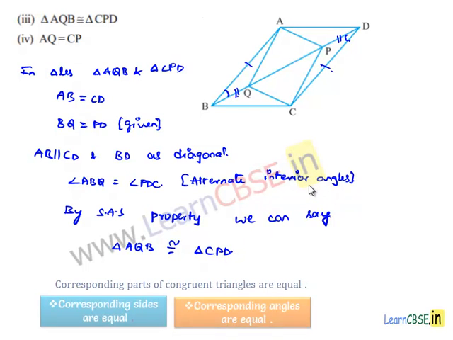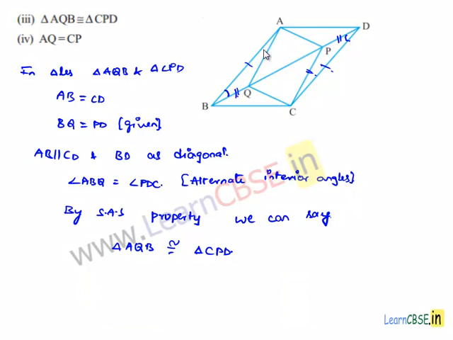When two triangles are congruent, we can say the corresponding angles and corresponding sides can be equated. So here CP will be equal to AQ. This is for the fourth subpart of proof required for us. Here also we can equate the two corresponding angles, that is angle AQB is equal to angle CPD.